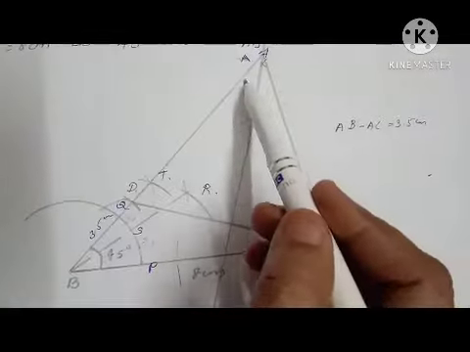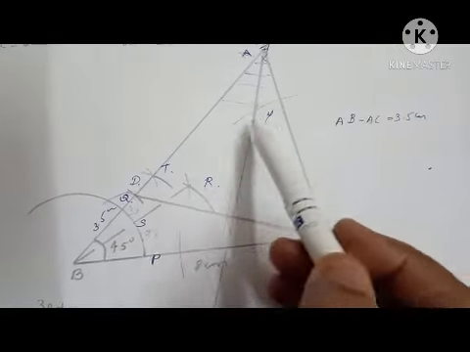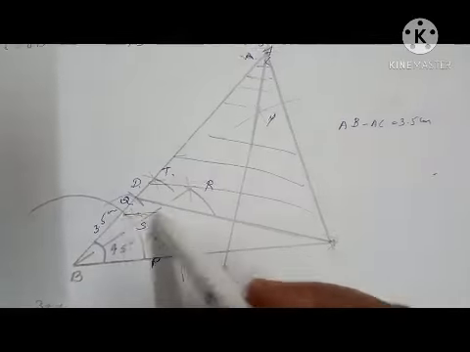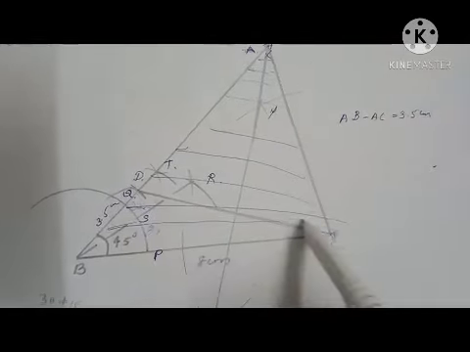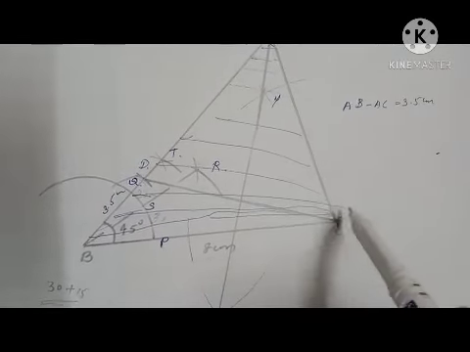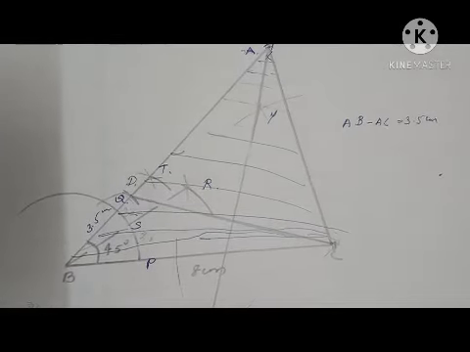Now this is the triangle. This big triangle ABC is our required triangle. So you should shade it. Okay. So ABC is the required triangle.